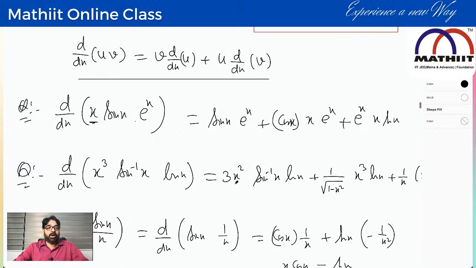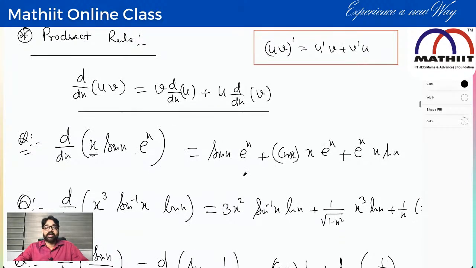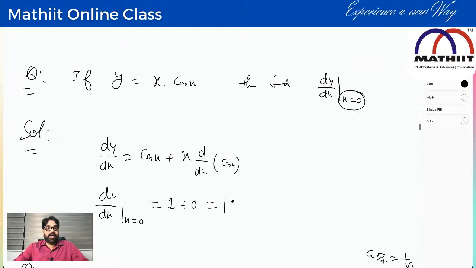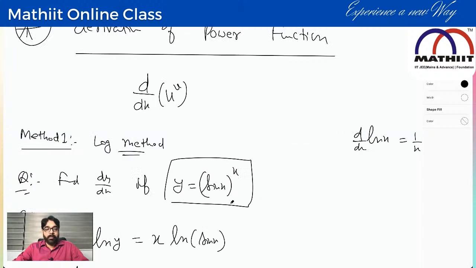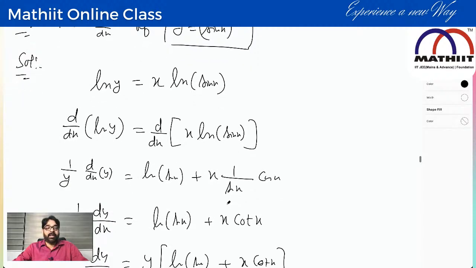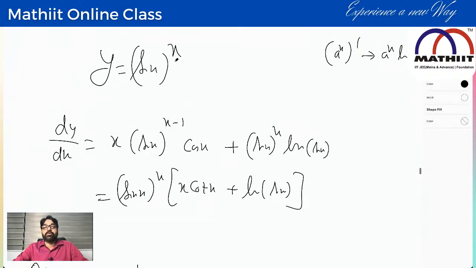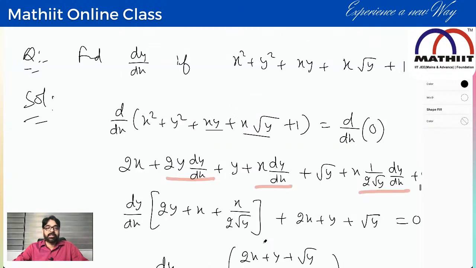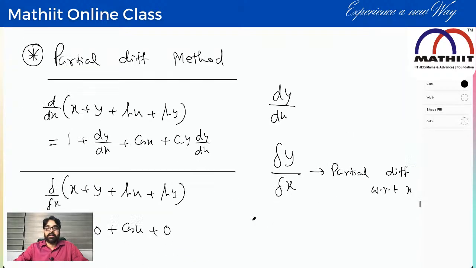Next we talked about the product rule, and there I told you if it's 2 functions or 3 functions it does not matter, keep on differentiating, you will get the answer. And we discussed how to find dy by dx at a certain point. For power functions, one method was taking log on both sides and then differentiating. Otherwise you can directly use the u power v method. This part has been discussed.